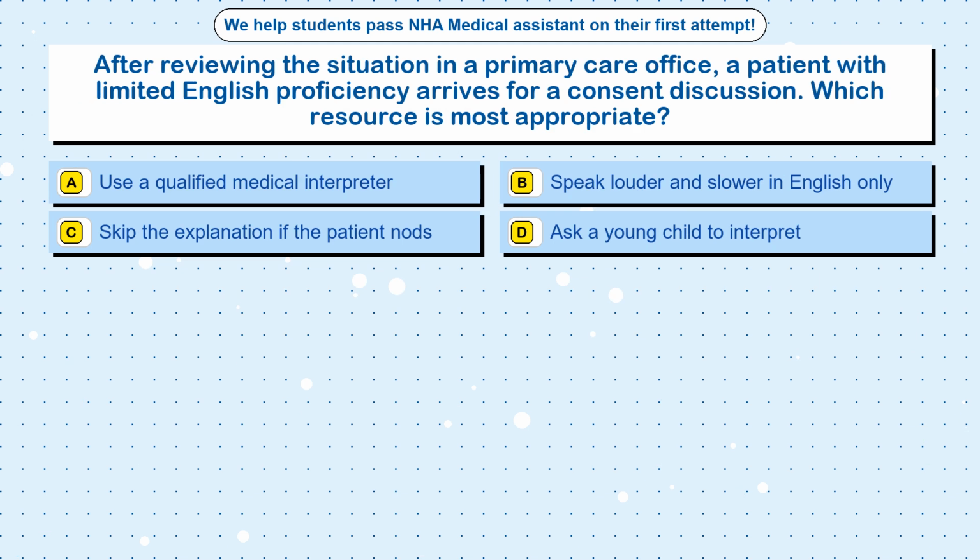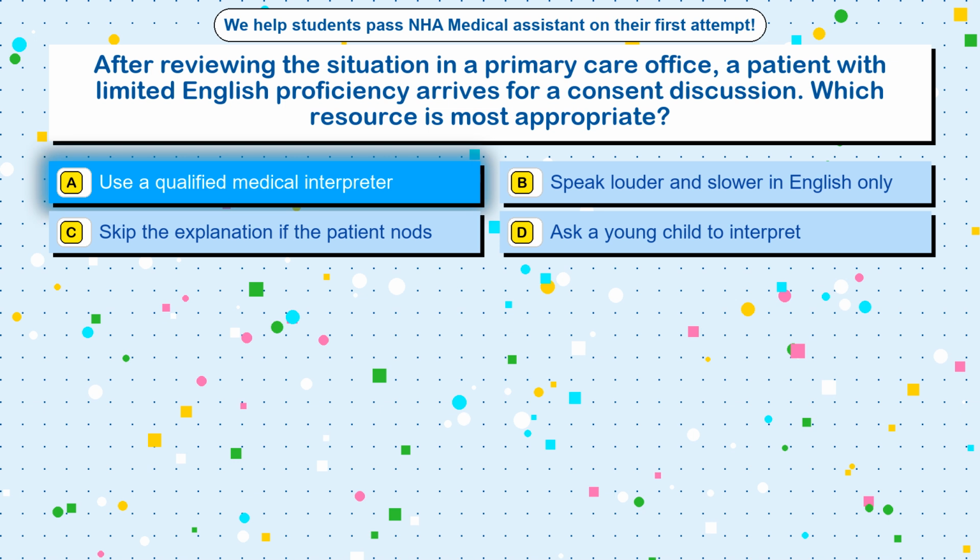Question 18. After reviewing the situation in a primary care office, a patient with limited English proficiency arrives for a consent discussion. Which resource is most appropriate? Option A. Use a qualified medical interpreter. Option B. Speak louder and slower in English only. Option C. Skip the explanation if the patient nods. Option D. Ask a young child to interpret. The correct answer is option A.